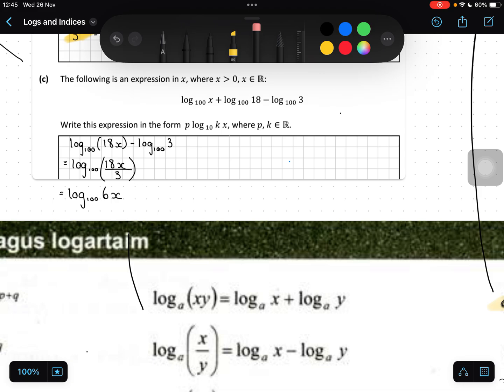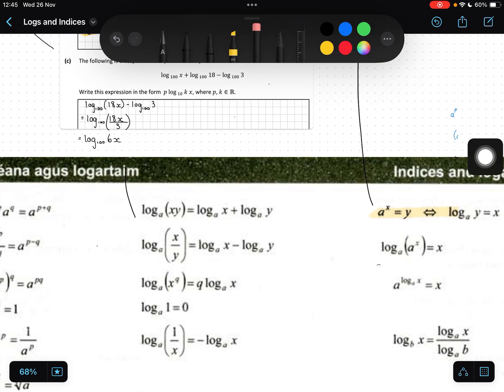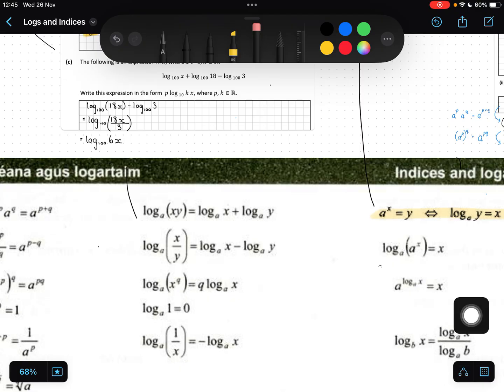Now if I start looking at getting it into this form, because I have it simplified down, they have a completely different base here. They have base 10. I have base 100. So I'm going to need to use my change of base rule, from over here in my log tables. If I use that rule, it means that I can rewrite this.